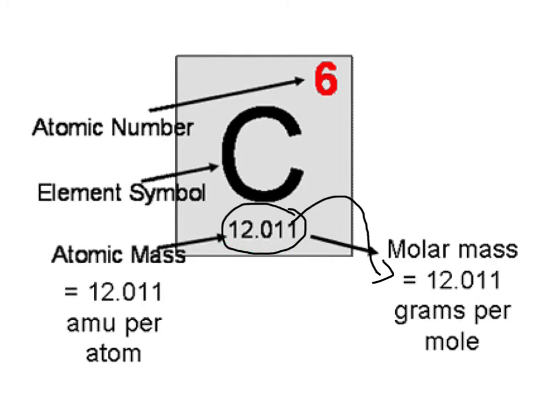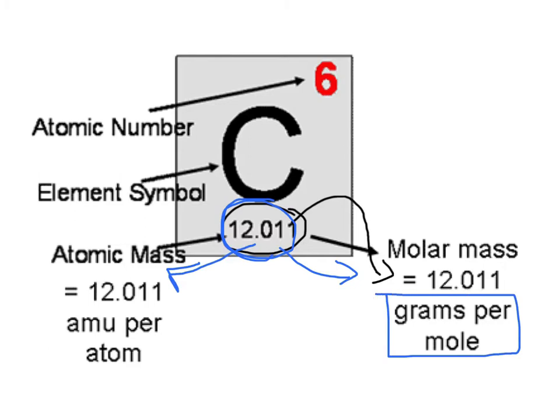This number here represents two things. The real representation of it is the atomic mass, but it can also now be considered the molar mass, assuming that you put it in grams per mole for the units. So in atomic mass, it's AMUs per atom. In molar mass, it's grams per mole. And that is going to be our conversion factor between the two worlds.